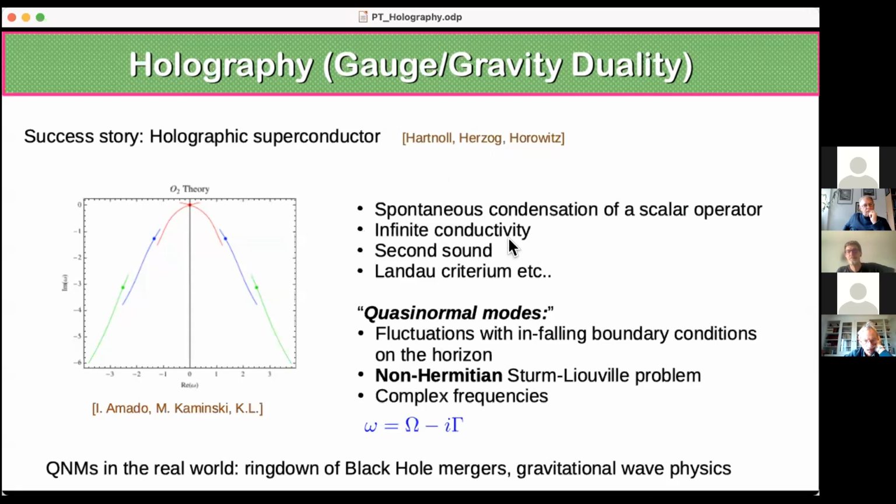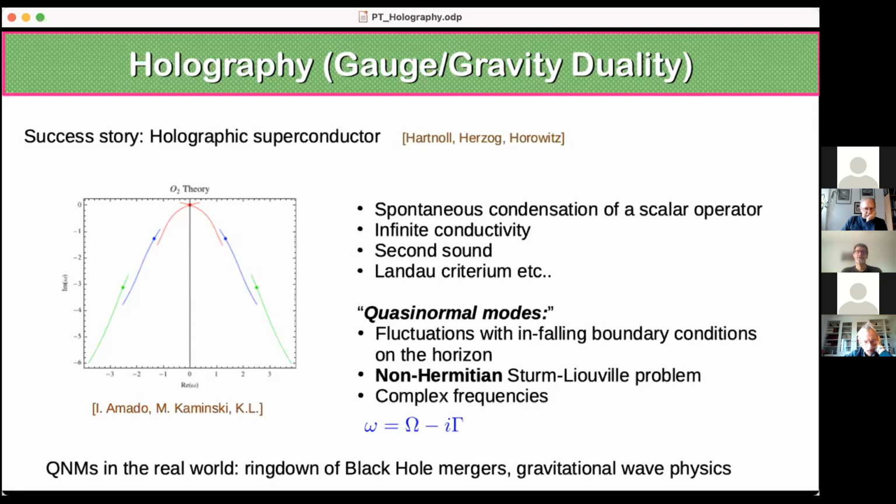You can show that such a theory has infinite conductivity. You can check that there is a second sound. You can check the Landau criterion for superfluidity, etc. And the way to do this is you have to calculate what are called quasi-normal modes in this anti-de Sitter space. These are fluctuations around the given background in your fields. The boundary conditions for these fluctuations are that they are zero at the conformal boundary, but on the black hole horizon, they are purely infalling, because of course you want this thing to be a black hole, meaning that things only fall into the black hole but don't come out.